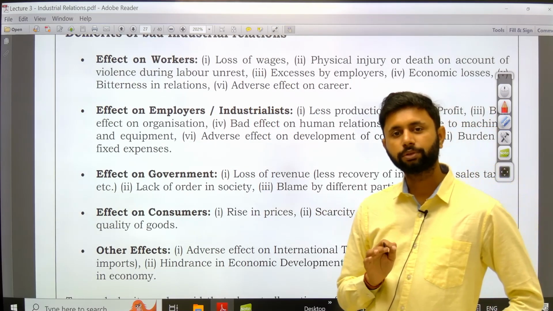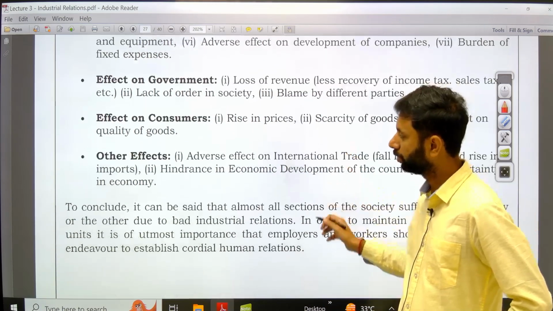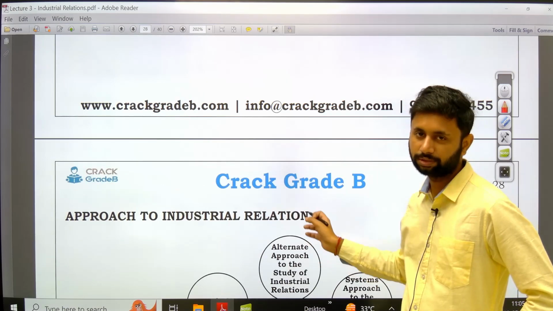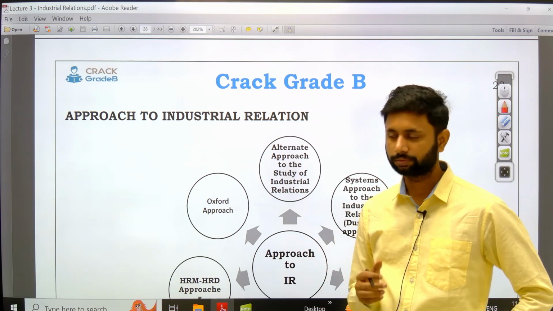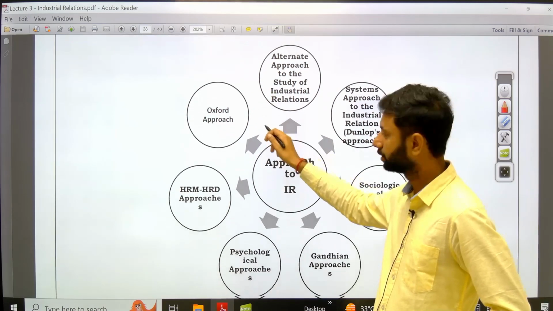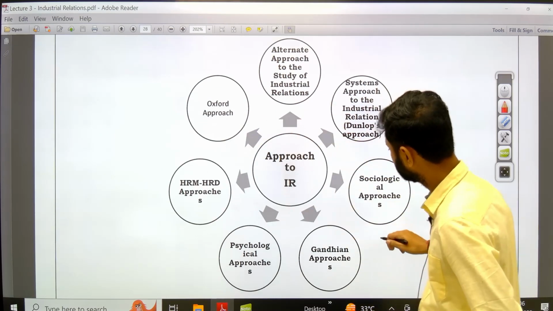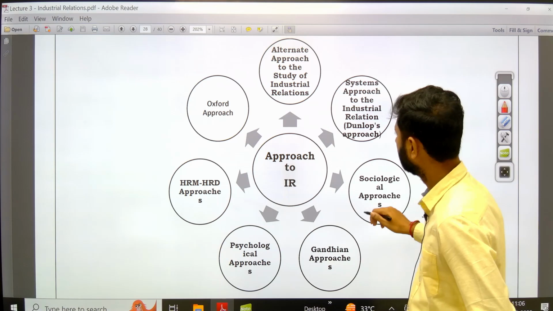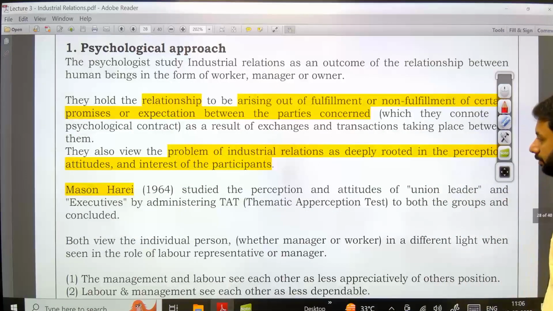And we came to the conclusion that bad industrial relations is bad for each and everyone. So it is essential for each stakeholder to sit together, understand each other's interests, and work on a social dialogue, a platform where both can address their issues. In the next lecture, we'll continue with all the approaches to understand industrial relations, and this will be the last lecture for this chapter. In this we'll cover all these approaches: sociological, psychological, Gandhian, human resource, Oxford, and alternate systems approach. Dunlop we have discussed earlier. All of these approaches we will cover one by one.